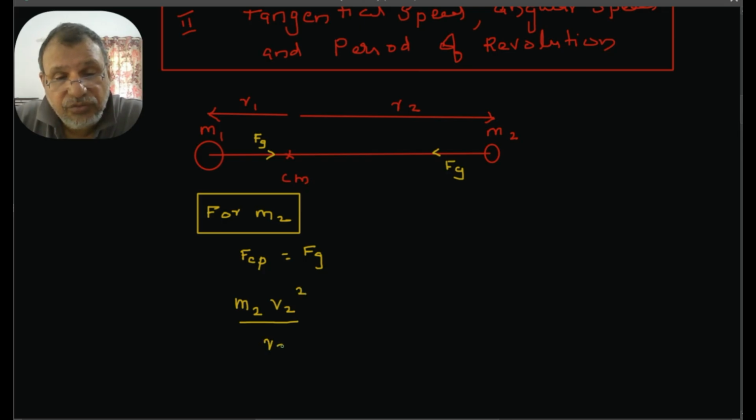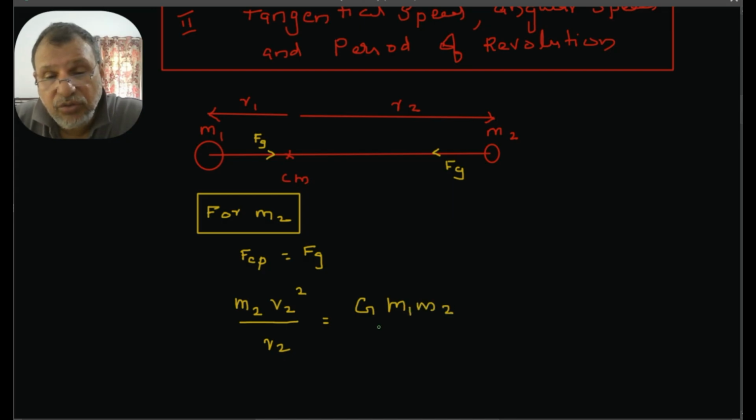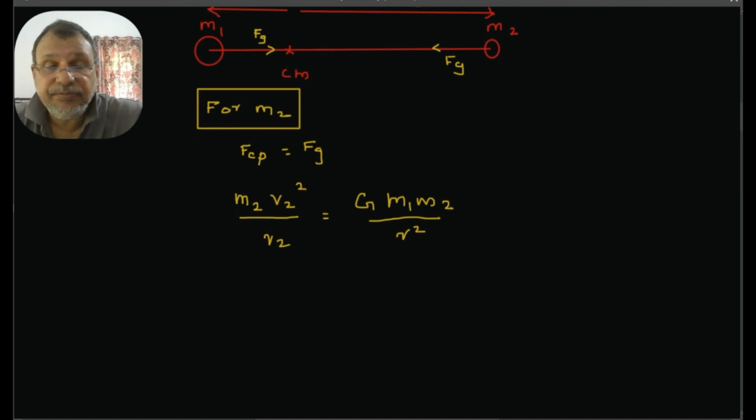r2 is equal to... The force of attraction between the two bodies is G m1 m2 over r square. This is the relationship. From this, we will get m2 and m2 will cancel out. Here, m2 v2 square upon r2, and here it is r square, so you cannot cancel r, but m2 and m2 can be cancelled out.